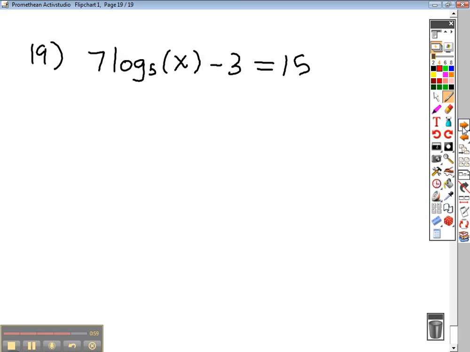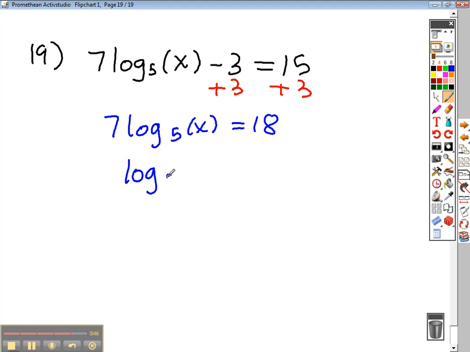Okay, the last problem, number 19. Again, you got to get the log alone, so I just got to move stuff around it. So I'm going to add 3 to both sides. If you do that, you get 7 log base 5 of x is equal to 18. Divide both sides by 7, you get log base 5 of x is equal to 18 over 7.